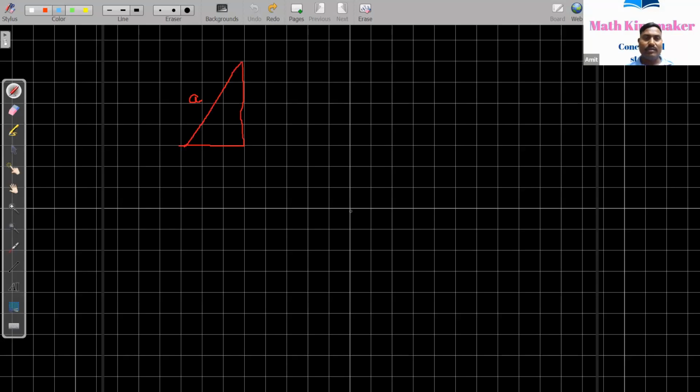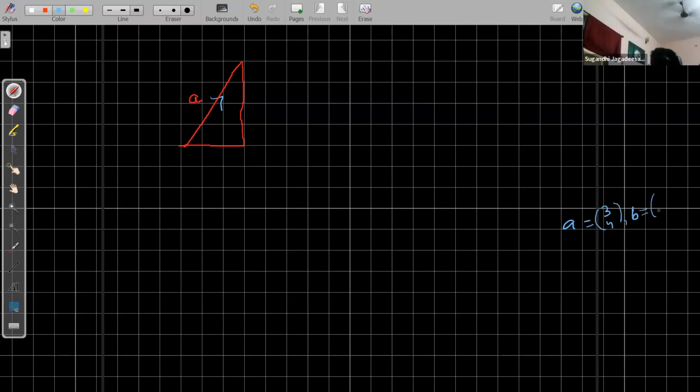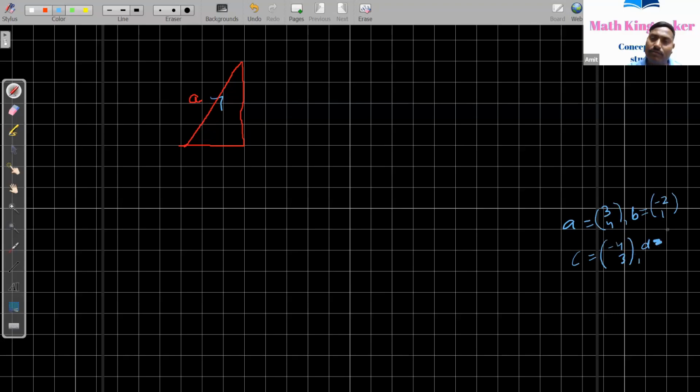This type of triangle you need not draw. That is to be calculated in your mind. You just have to draw that vector only. What is A? 3, 4. B? Minus 2, 1. C? Minus 4, 3. And D? 3, minus 2. So you are calculating A plus B now.